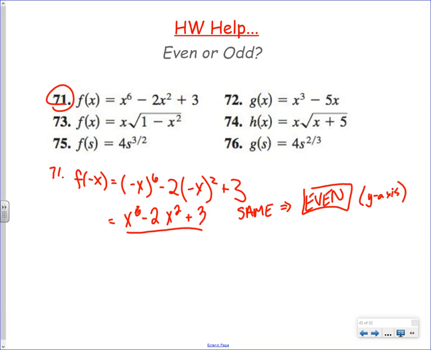Can anybody, just looking at the rest of the problems, take a guess as to any other ones that are also even?